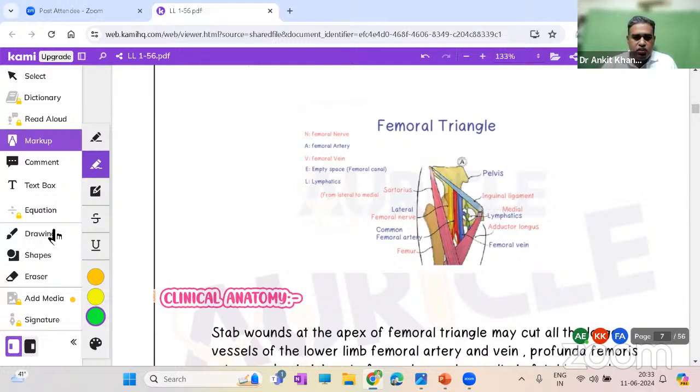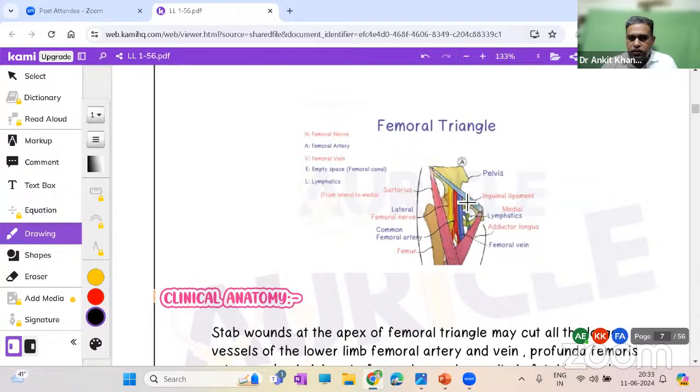You can see over here, let me just point out, the vein over here, right? You can see the red colored artery, you can see the yellow colored nerve over here. These are very, very important. So again, a mnemonic is already written over here. If you go from lateral to medial, this is the mnemonic for the contents of the femoral triangle.